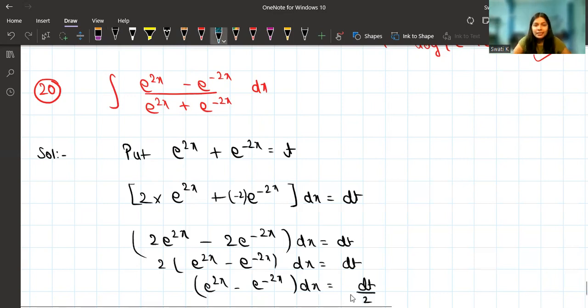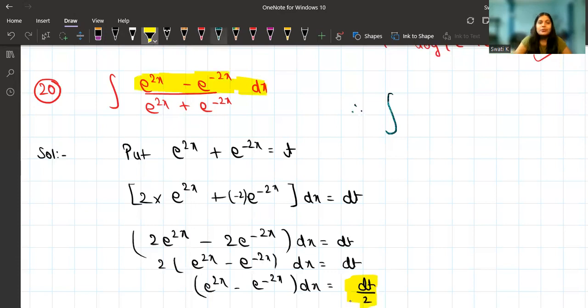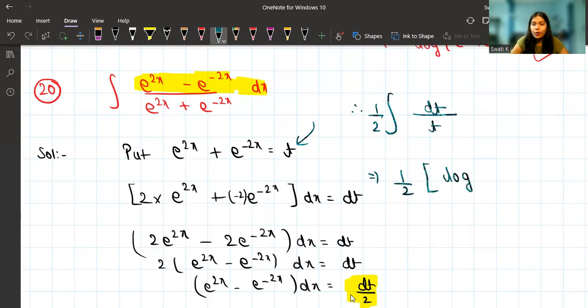Therefore, I can write down this integration question as integration. For this expression, e raised to 2x minus e raised to minus 2x dx, we have dt upon 2. So I can write this as integration dt upon 2, I can write the 2 outside, upon e raised to 2x plus e raised to minus 2x, which I have taken as t. So it is again t. See, we have reached almost the same step. So it is 1 upon 2 integration of 1 upon t, which is log mod t, and then plus the constant of integration.